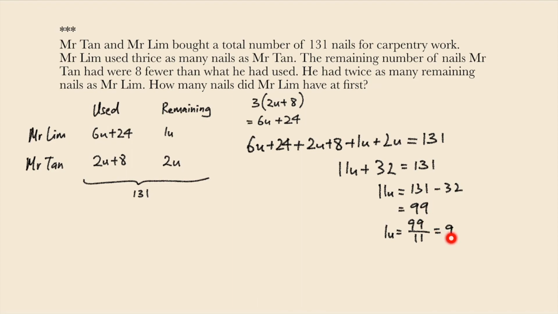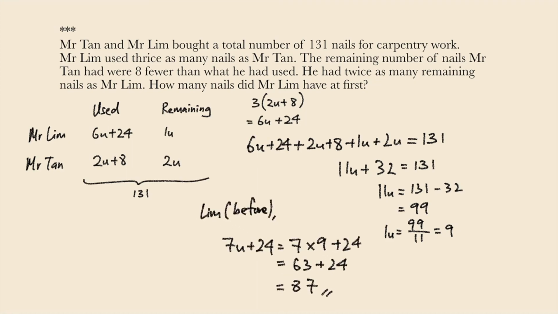Question, how many nails did Mr. Lim have at first? Because we have made everything clear, it's easy, right? So Mr. Lim at first would be 7u plus 24. Since 1u is 9, that would be 7 times 9 plus 24, giving us 87.